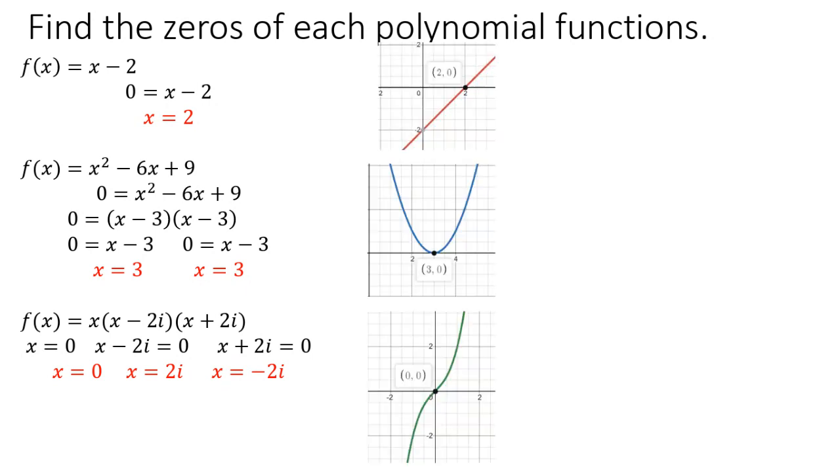Okay. Here you can see the graphs. Notice at the bottom graph, you only see that 1 zero because the 2i and the negative 2i are imaginary. For the x equals 3, we can see that the graph is going to touch and turn because it has an even multiplicity. And then for the 2, the graph is going to cross because it has an odd multiplicity. Okay.